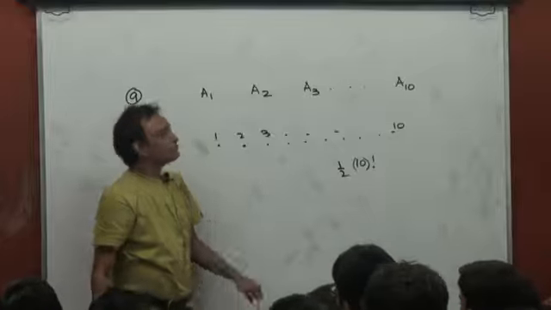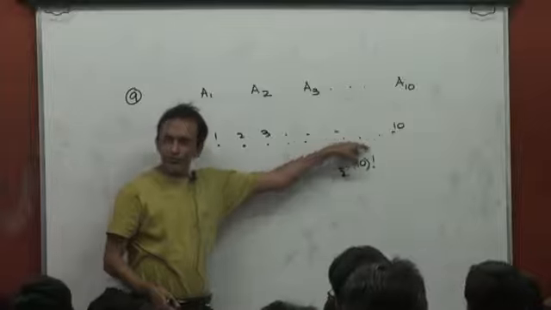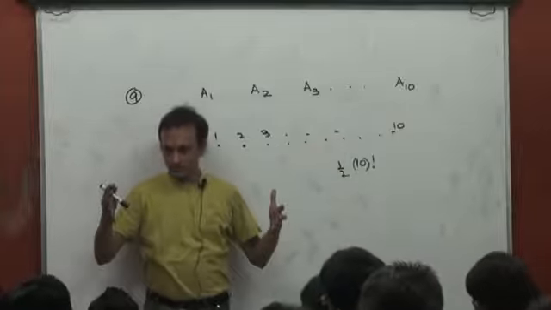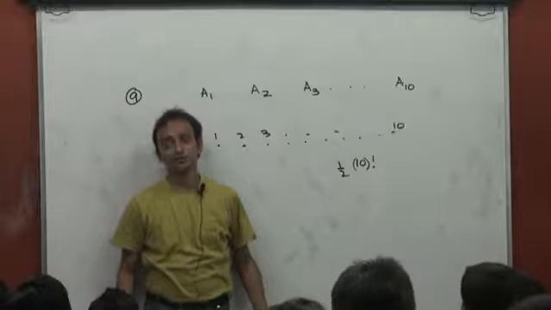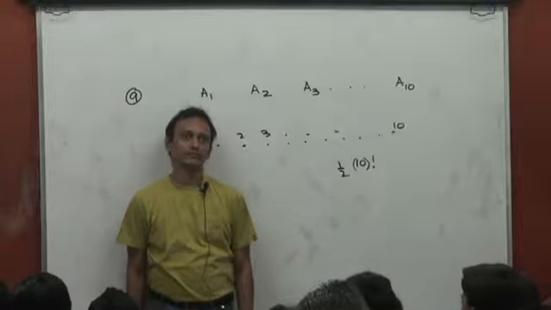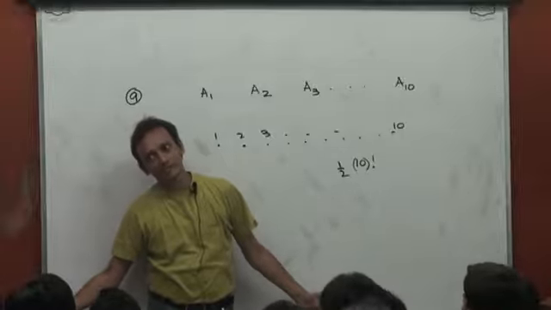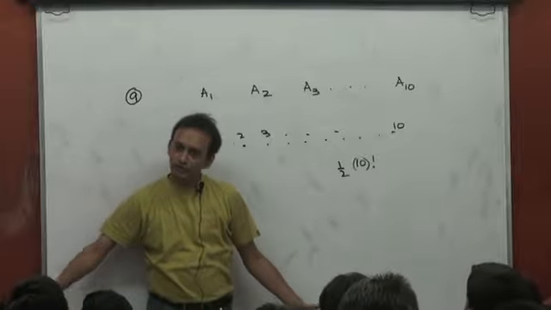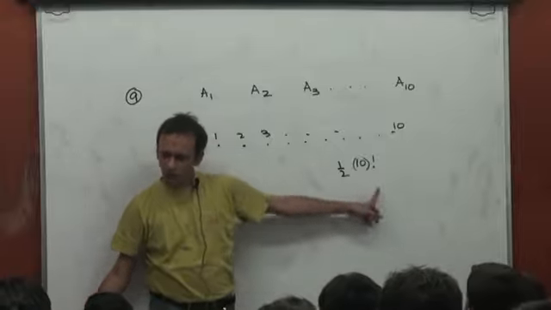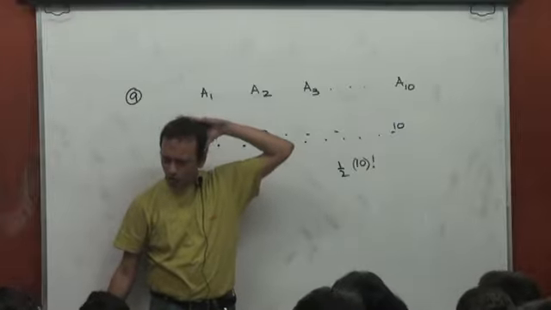Didn't understand? Total 10 factorial ways, W1, W2, up to W10 factorial, right? And in exactly half of them A1 will be above A2, and in the remaining half A2 will be above A1, isn't it? So half into 10 factorial.